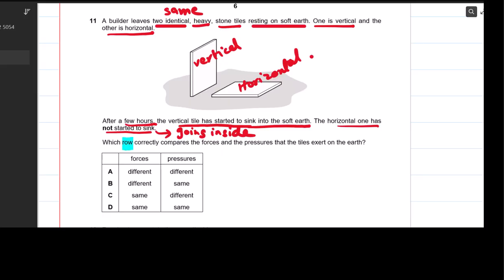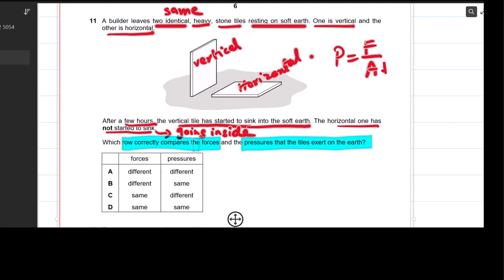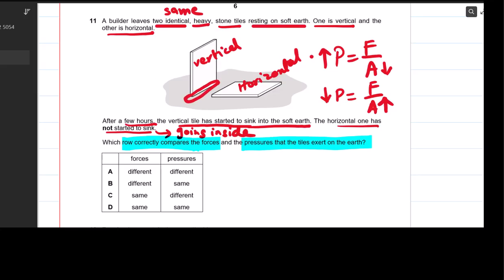Which row correctly compares the forces and pressure that tiles exert on the earth? You know pressure is equal to force over area. Less the area, greater the pressure. If area is greater, pressure will be less. So here only this much area is in contact, so pressure is greater here. And here more area is in contact, so less pressure here. On horizontal tile, pressure is less. On vertical tile, pressure is greater. By the way, force remains constant.